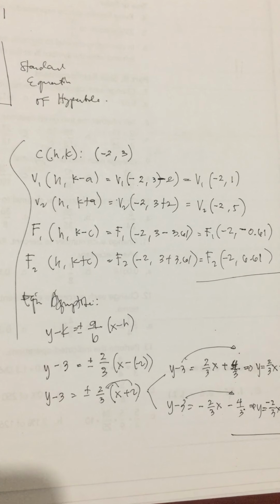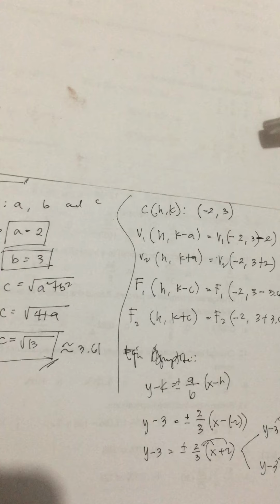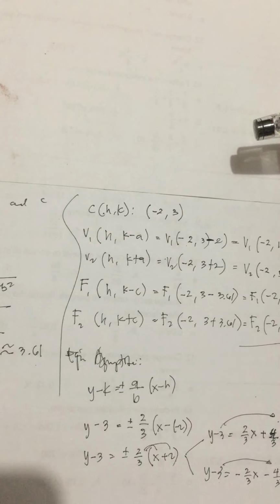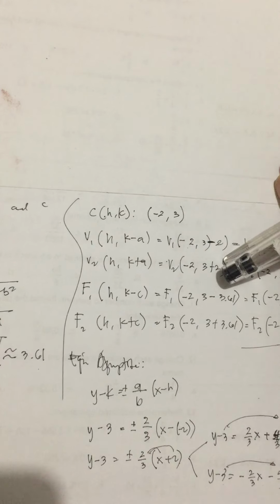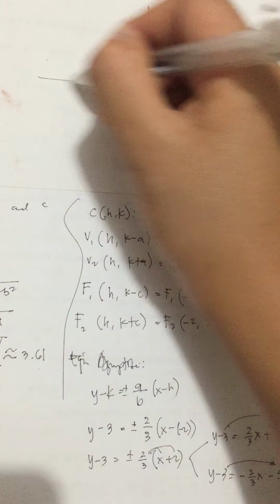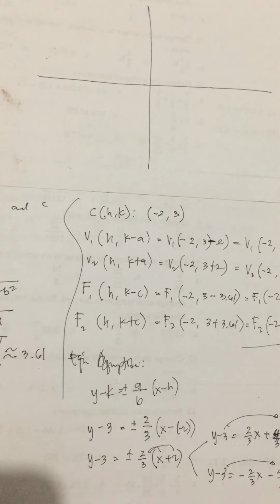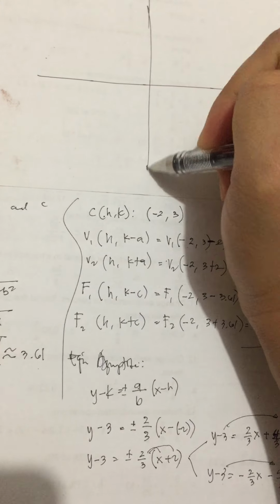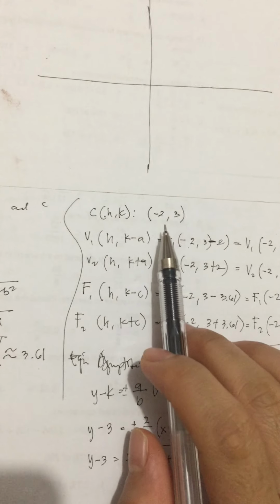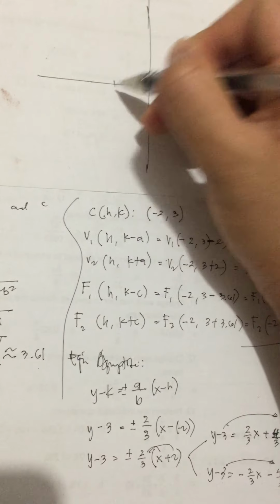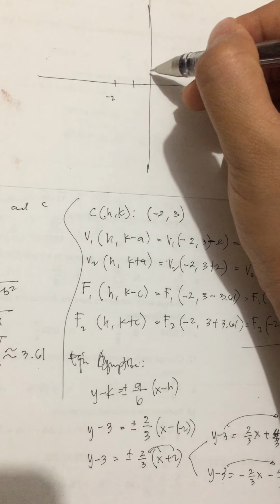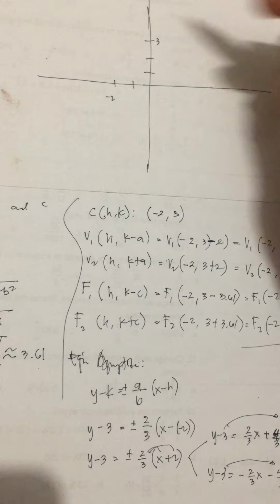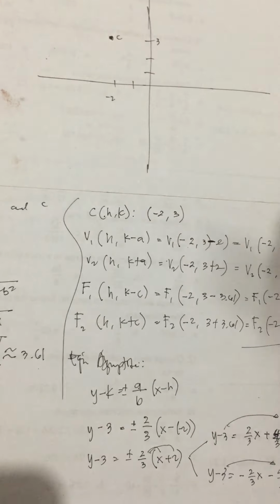So, for us to graph the hyperbola, sabi ko sa inyo kanina, always plot first the center followed by the vertex, and then don't forget the ordinates. So, sa taas dito. Okay, so ganyan na. So, first, you are going to draw your coordinate system, and then you are going to locate your center, negative 2, then 3. 1, 2, so this is negative 2, then 3.